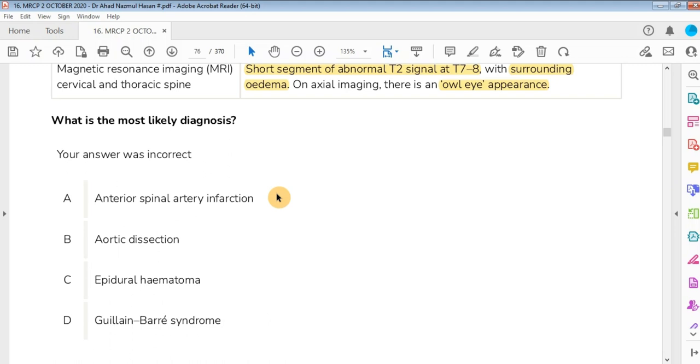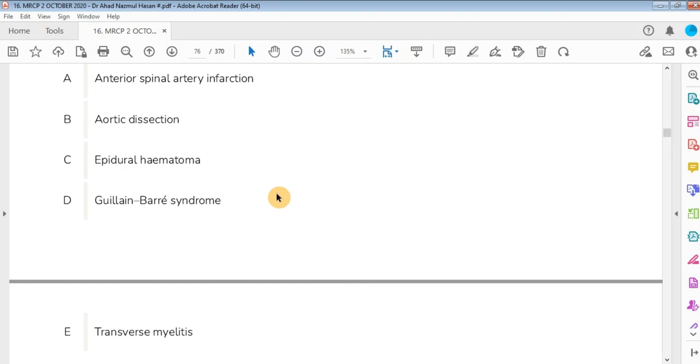What is the most likely diagnosis? A, anterior spinal artery infarction; B, aortic dissection; C, EDH; D, Guillain-Barré syndrome; E, transverse myelitis.